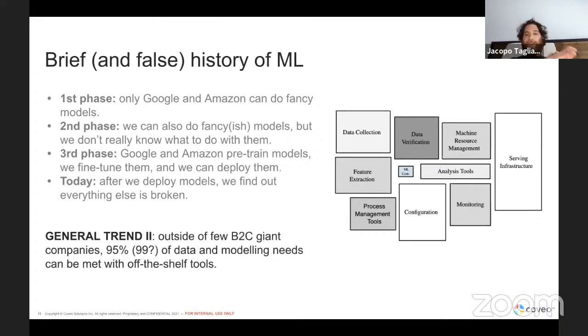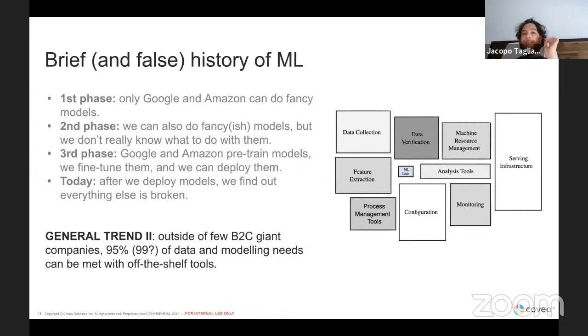The second trend, which is kind of a corollary of the first one, is that outside of very few companies, the typical B2C, and I'm going to explain why this is important, 95% or maybe 99% of data and model needs can be met with off-the-shelf tools. That is, if you do ML at a reasonable scale, what I call the terabyte scale, which includes 99% of companies in the world, the ecosystem is now mature enough that you can use all sorts of tools and PaaS services to bootstrap your system to be effective at scale.